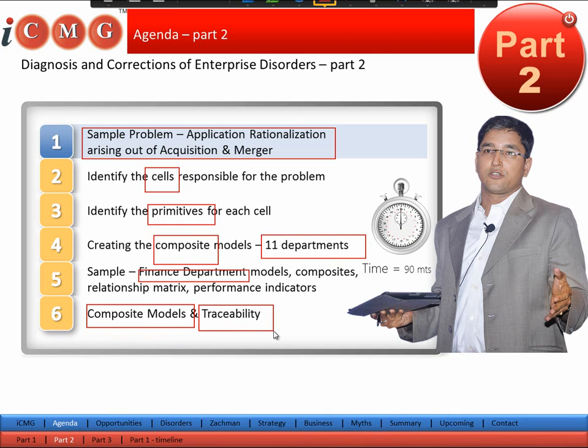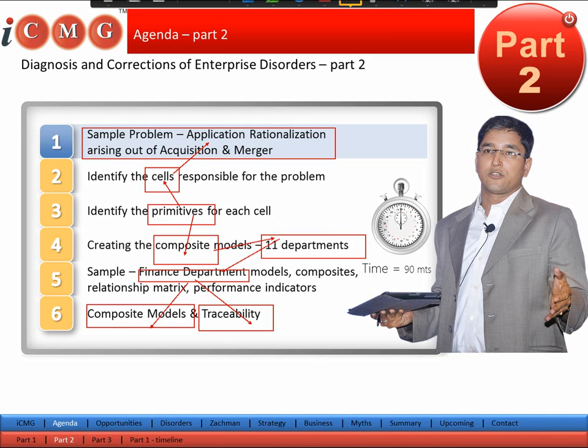As you can see here, there exists a very interesting relationship between the cells and the problem definitions, how the primitives behind the cells are used to create the composites, and how you create these composites for different departments. In particular, we're going to take one department and show you how you could create the composite models and traceability for solving the problem of application rationalization.